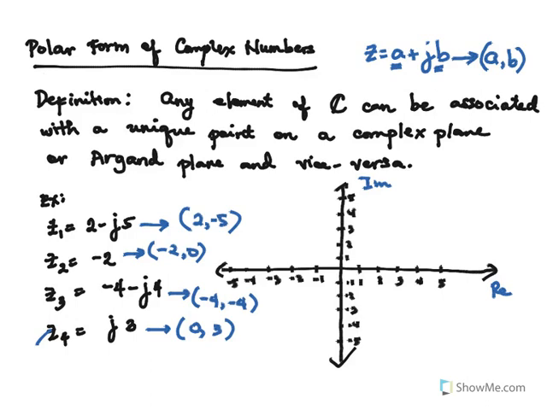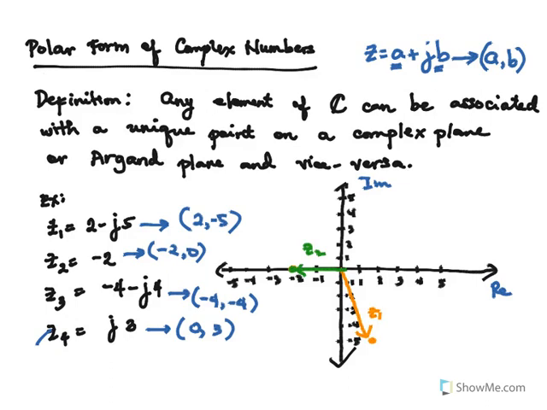So, for example, for z1, that's (2, -5). So (2, -5) is this point. Starting from the origin in the complex plane, you just draw a vector to the point (a, b). Okay, that now represents your complex number. So that's z1. For z2, that's (-2, 0). So the point (-2, 0) is here. Okay, so this is your z sub 2.